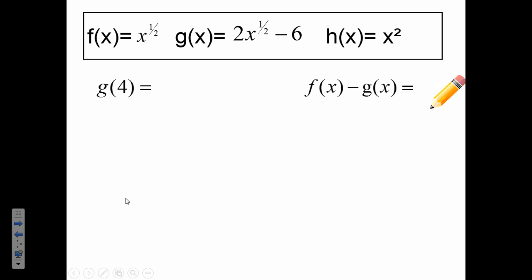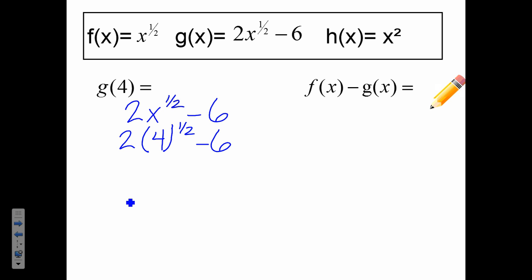Let's start first with g of 4. According to the functions given above, we want to find g of 4, and that means we're going to take the g function and just plug the number 4 into it. So the g function is 2x to the 1/2 minus 6, and we'll take that x out and plug a 4 into it like so. And when we do that now, we have to use our rules of exponents. We're going to start right here. You use rules of order of operations.